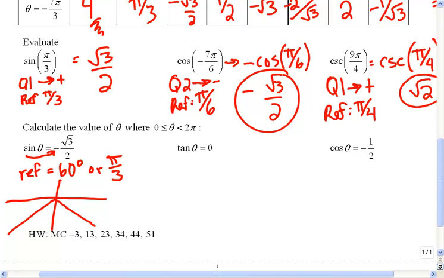This time if I'm here at pi, and I know the reference angle is pi over 3, that means one of my answers must be pi plus pi over 3, so I'm at 4 pi over 3. Same thing if I'm over here and my reference angle is pi over 3, that would make this side 5 pi over 3, so these would be my two answers.